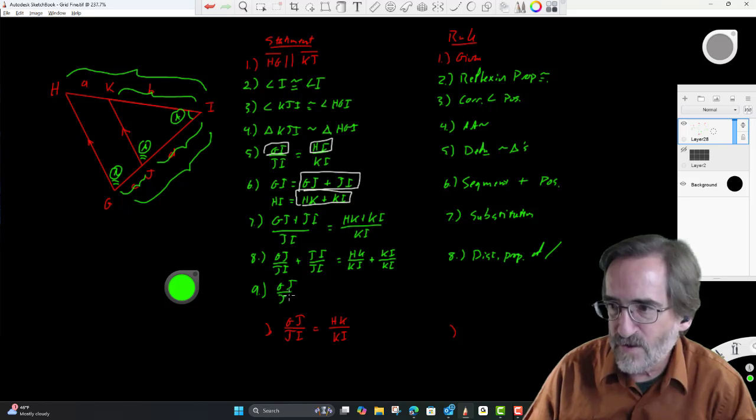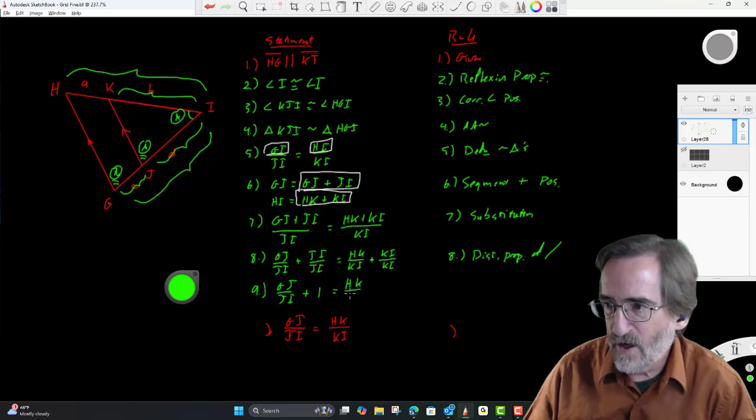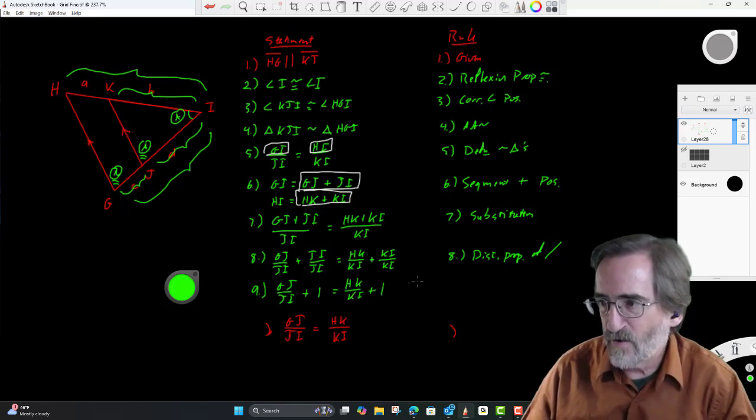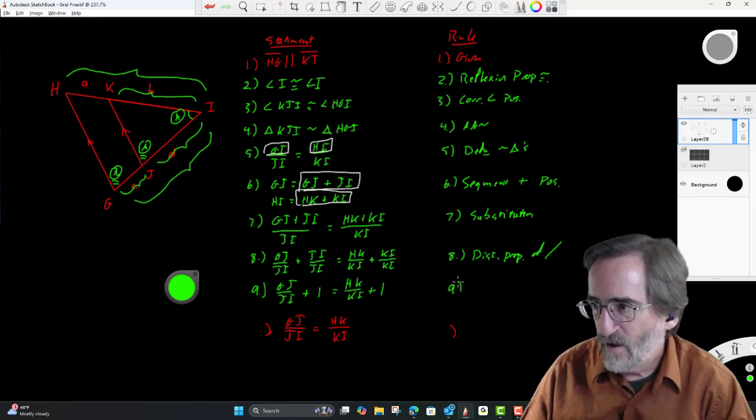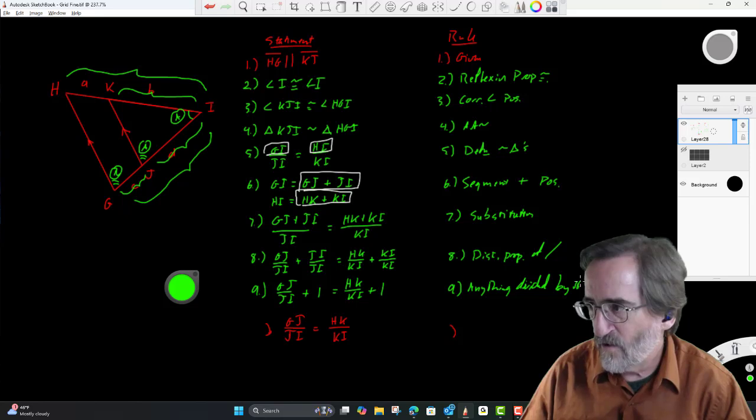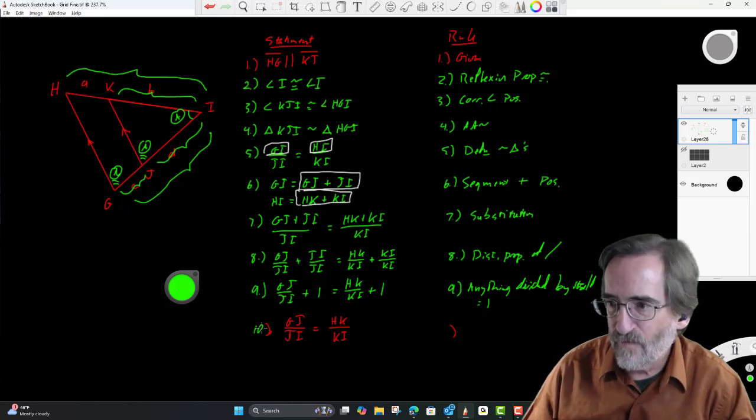So 9, GJ over JI plus 1 equals HK over KI plus 1. Anything divided by itself is 1. Rather than cite the name of the rule, I'm just going to say anything divided by itself equals 1. And now we're ready for it.